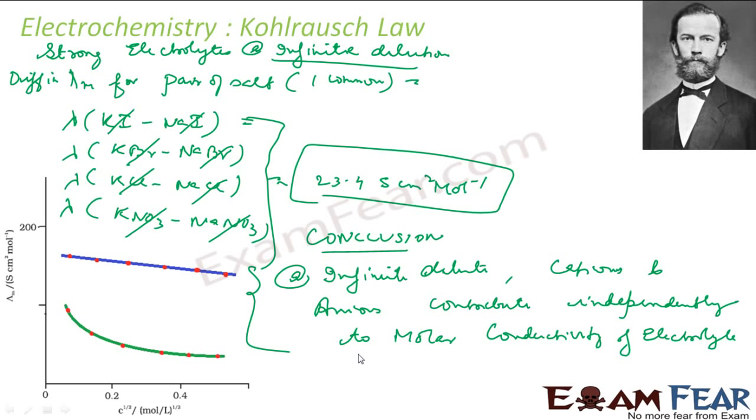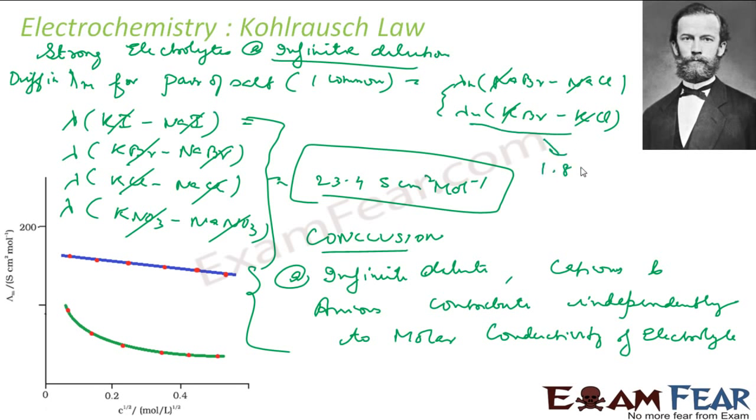He took another pair also. For example, one pair he took was NaBr and NaCl, and he took KBr and KCl. So if you see this pair now, and he found the lambda m and lambda m, you see here Na gets cancelled, here K gets cancelled, right? So in both the cases, the lambda came out to be 1.8 Siemens centimeter square per mole.